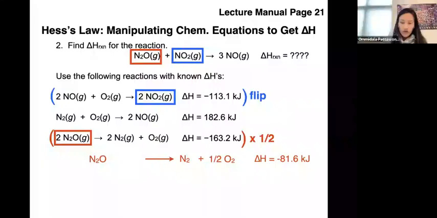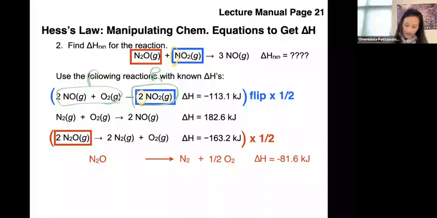Not only are we going to flip it, we also need to divide by 2, because the coefficient here is 2 times higher than what we want. So you need to divide everything by 2. If you flip the equation, this section right here is going to be part of the reactant, and all of this would be the product. So I'm going to flip it, and also divide everything by 2.